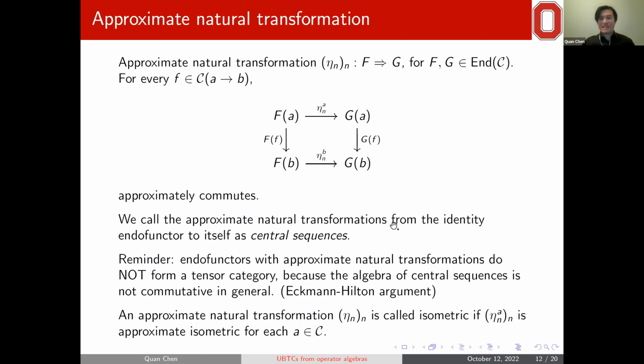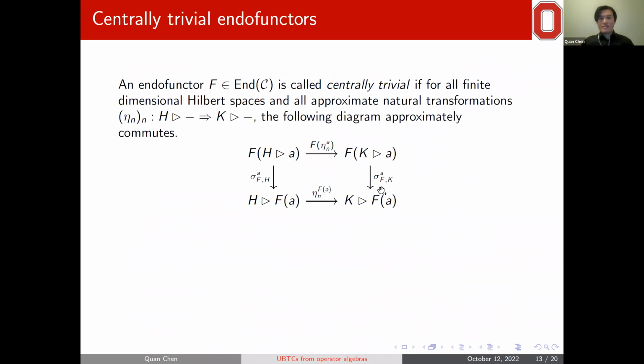Now I'm going to construct two subcategories of End(C) with a centralizing structure. And the first category is called centrally trivial. An endofunctor is called centrally trivial if for all finite dimensional Hilbert spaces H and K, and approximate natural transformation eta_n from H action to K action, so the H action is actually an endofunctor, right? Because we already said that End(C) has a Hilb-module structure. So once you do the Hilbert action, it's still lying in this category, right? So this is an endofunctor, right? All right. Then the following diagram approximately commutes, which means the endofunctor approximately commutes with the Hilbert space action.